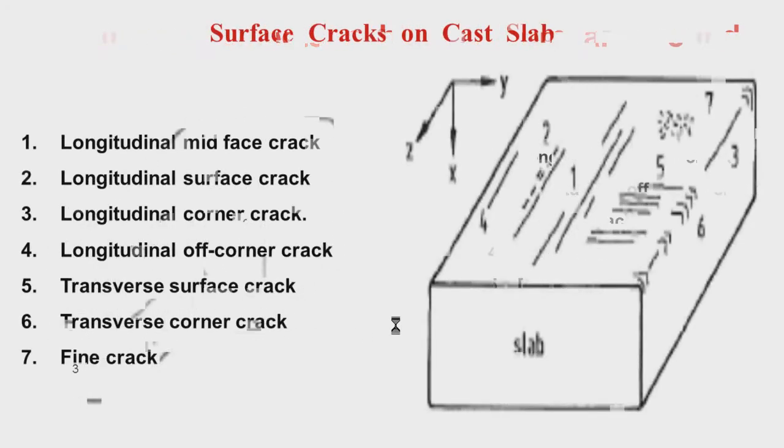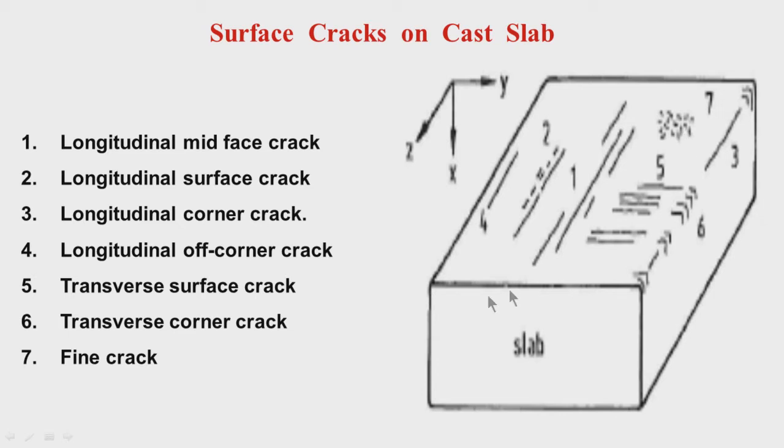Similarly, on the cast slab also you may have lots of cracks on the surface in different orientations: longitudinal, mid face, near the corner, at the corner, and transverse at the corner. All sorts of fine cracks without any typical orientation, but maybe small cracks located at certain areas.